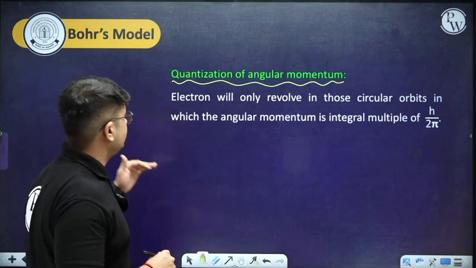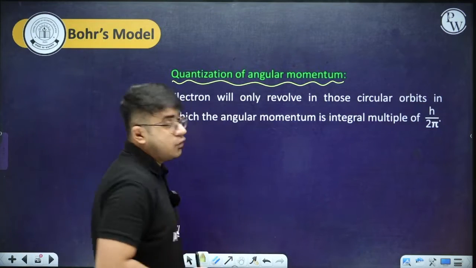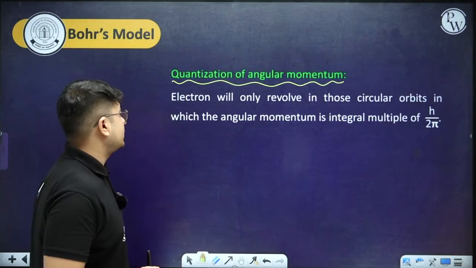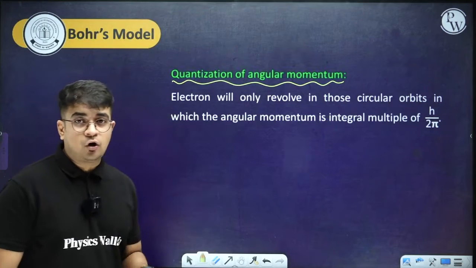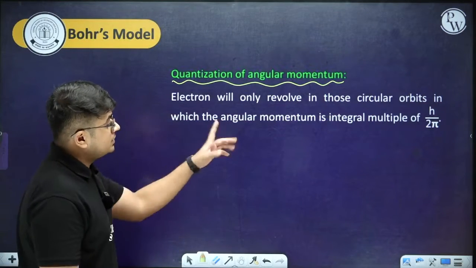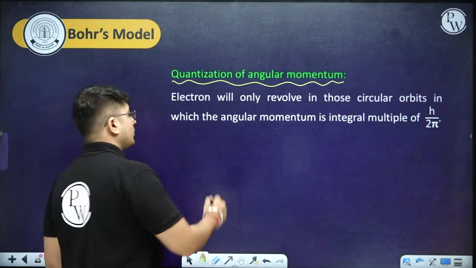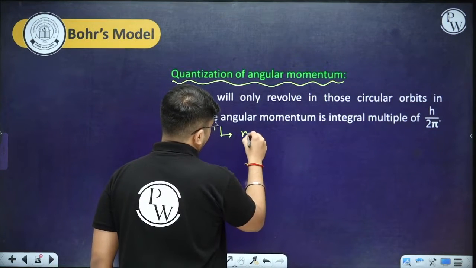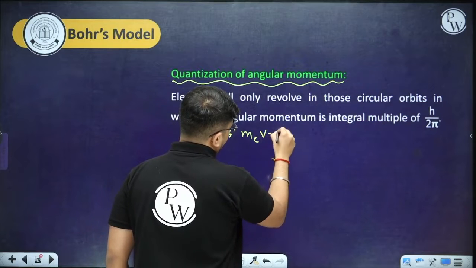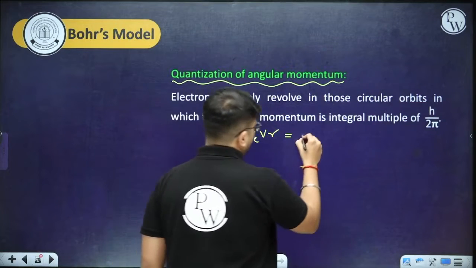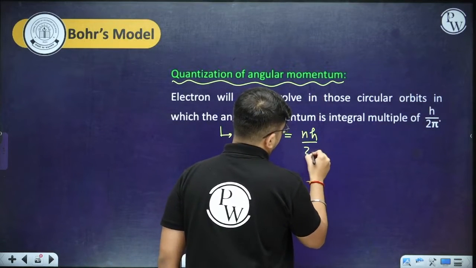everything is highly specific. And he simply said that the electron will only revolve in those circular paths where the angular momentum of that moving electron is an integral multiple of h upon 2 pi. So if I talk about the angular momentum, we know that m e v r will be equal to n h upon 2 pi.